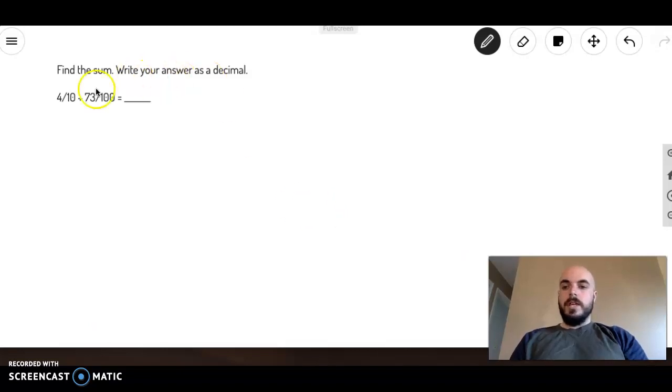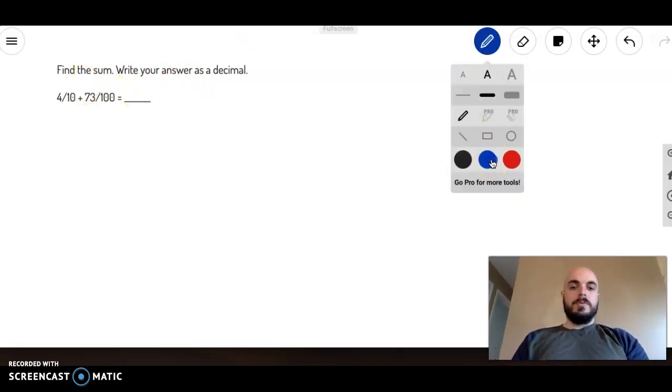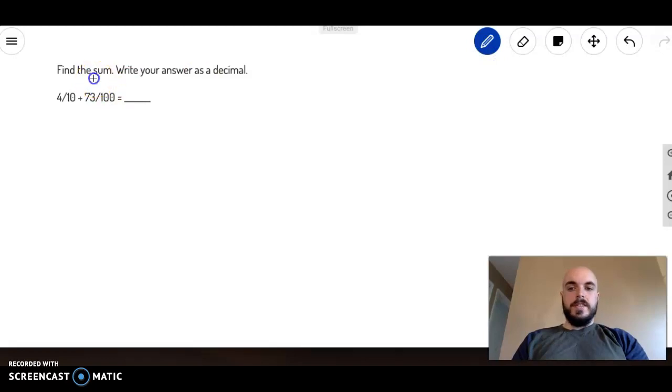All right, in front of you, you have another one similar to yesterday, but with a little twist. First, we need to find the sum, and as I said yesterday, this is a big clue word for addition. And then we need to write our answer as a decimal. So very simply, just like I showed you yesterday, we have 4/10 plus 73 hundredths.